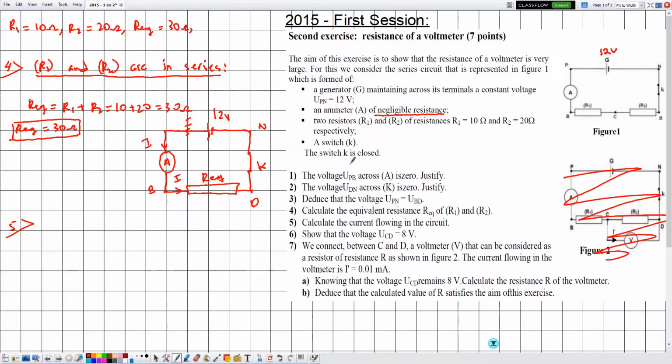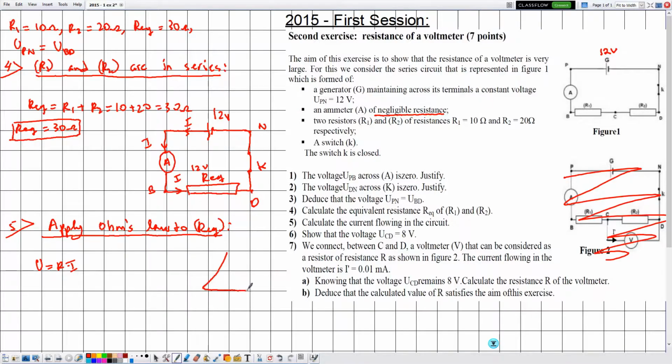And now because we have from part 3 that UPN is equal to UBD, then we know that the applied voltage across R equivalent is given by 12 volts, and we already have calculated R equivalent to be 30 ohms. Then we will apply Ohm's law to R equivalent in order to determine the value of the electric current I. This law is given by U is equal to R multiplied by I.